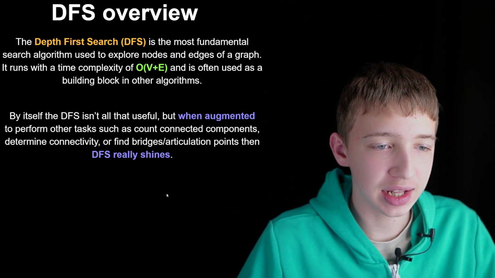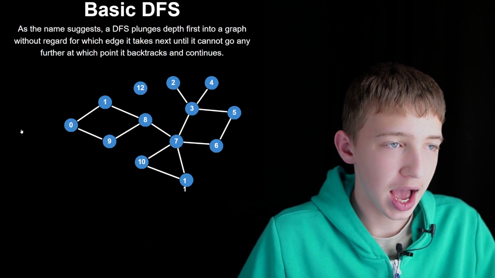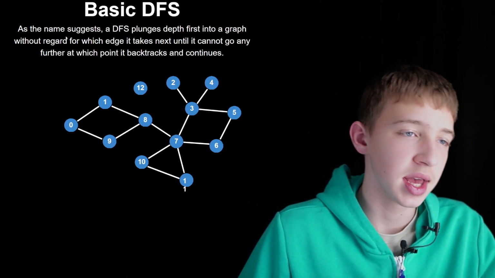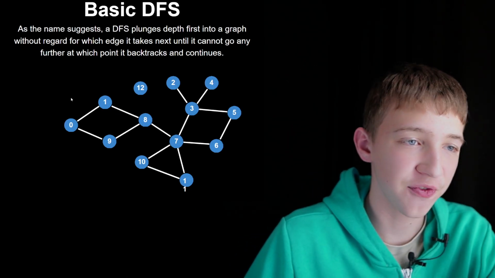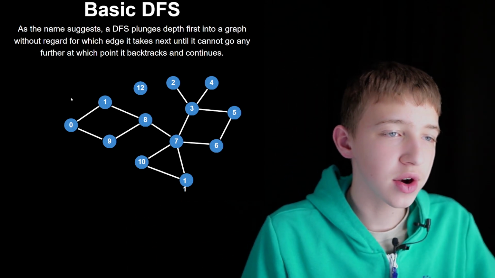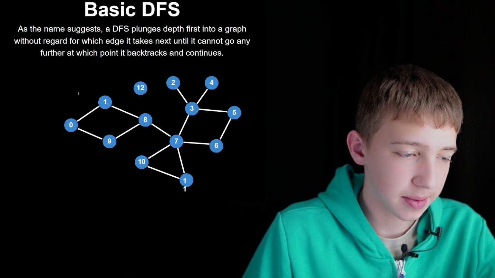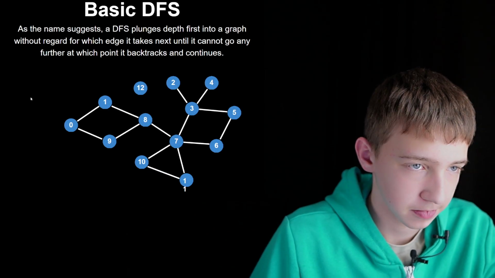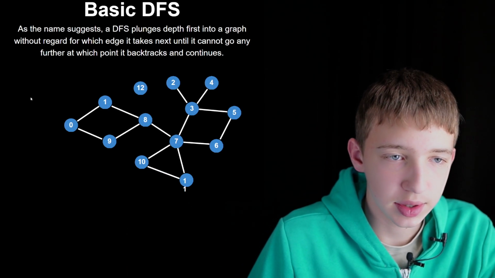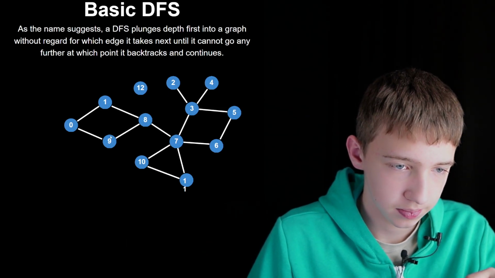So let's look at an example of depth-first search, how it traverses through the graph. As its name suggests, it plunges depth first into a graph, without regard for which node it selects next. It just plunges depth first until it cannot go any further, at which point it backtracks and continues to an unvisited node.